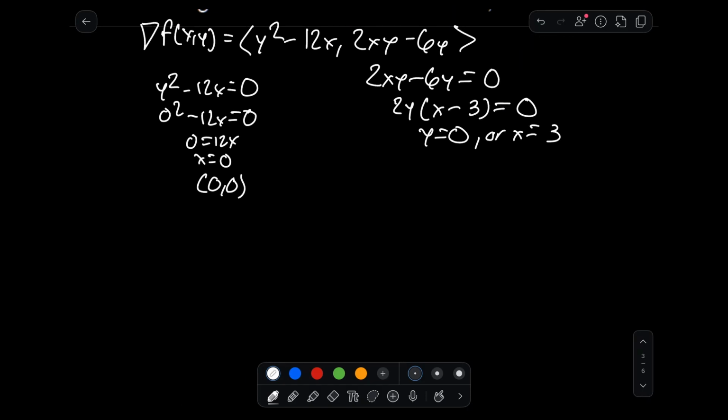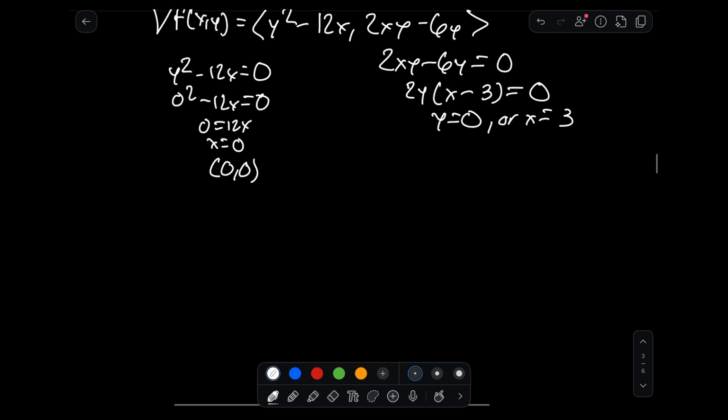And then our second point we can test is x equals 3. And the reason why we're just plugging in these values is because what we want is a 0 vector, right? Instead of it just being 0, it's going to be a 0 vector because we're taking the gradient, and the gradient, again, is a vector operation like the cross product and dot product, right?